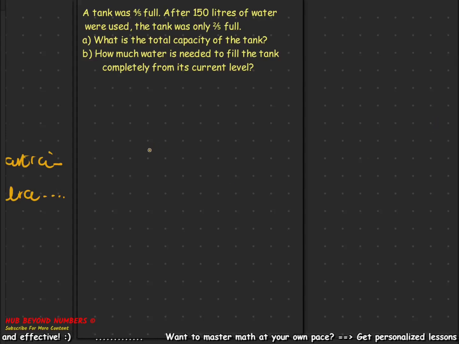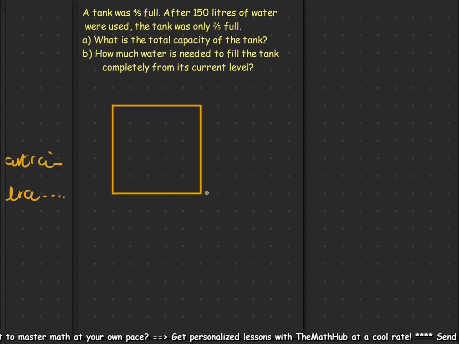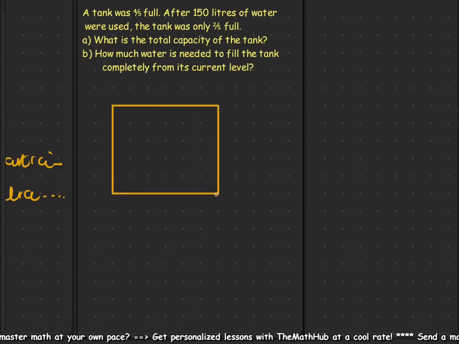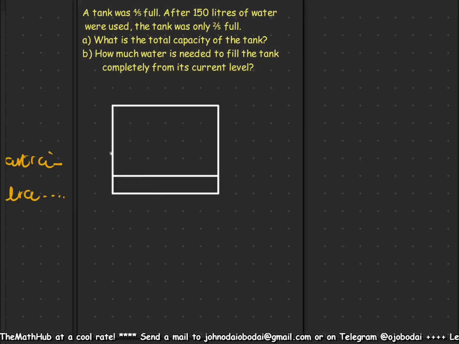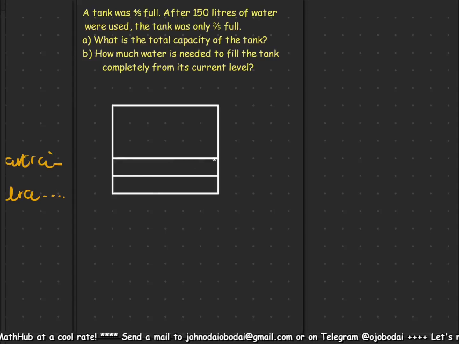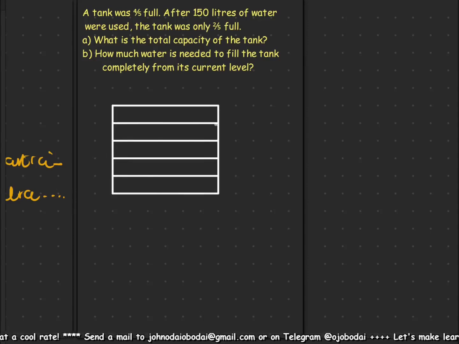So I'm going to draw a representation of the tank here so we see. This here is going to be my tank. And I'm going to divide it into 5 equal parts. So this is my first portion. This here is going to be my second portion, my third portion, my fourth, and then fifth portion. So 1, 2, 3, 4, 5. This is the tank I have drawn here.